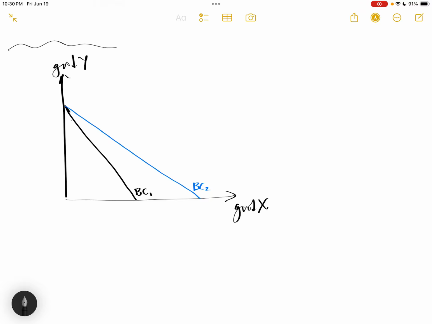Well, on BC1, we notice that there is a tangency point right here. I'm drawing it so that it's just tangent to BC1. We will call that point A. Let's draw point A out here.